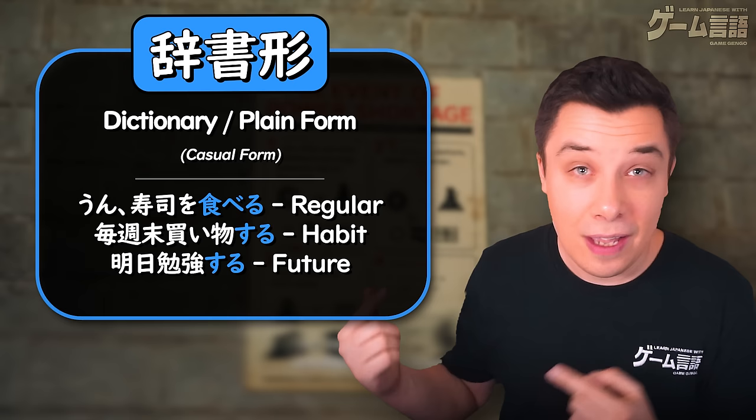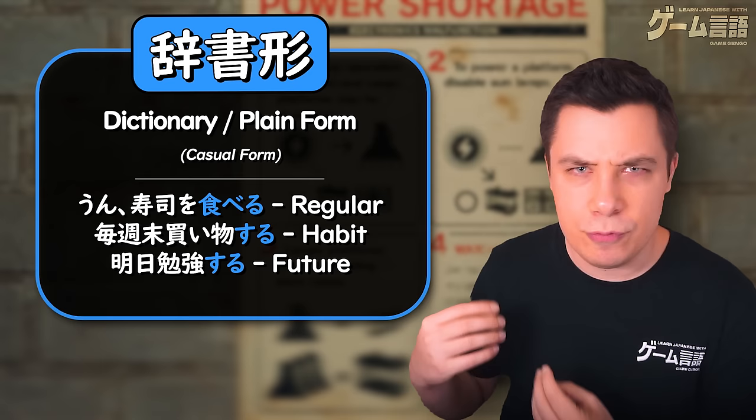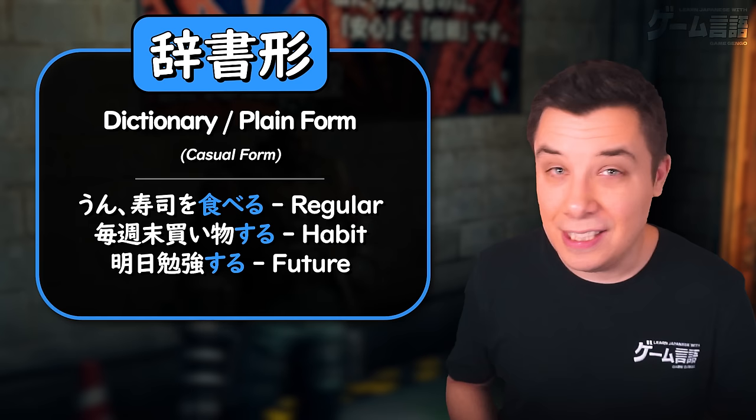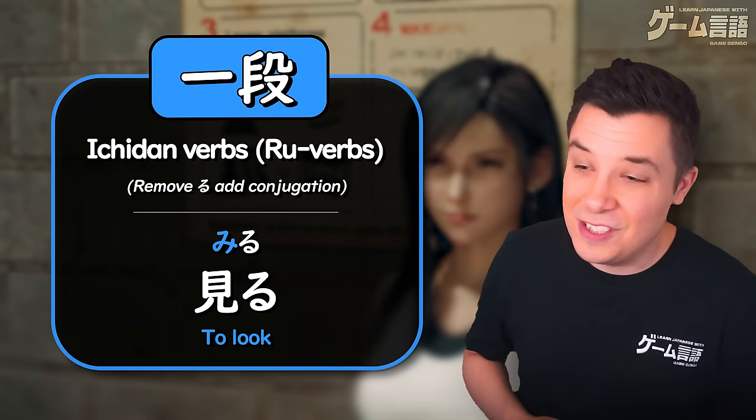It could also be used to express something that you're going to be doing regularly or as a habit, like 毎週末 kaimono suru. I do shopping every weekend. And it can even be used to express something that you do in the future, like 明日勉強する. Tomorrow, I will study.